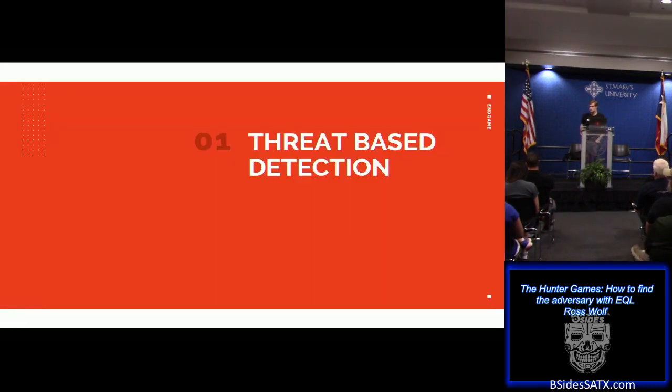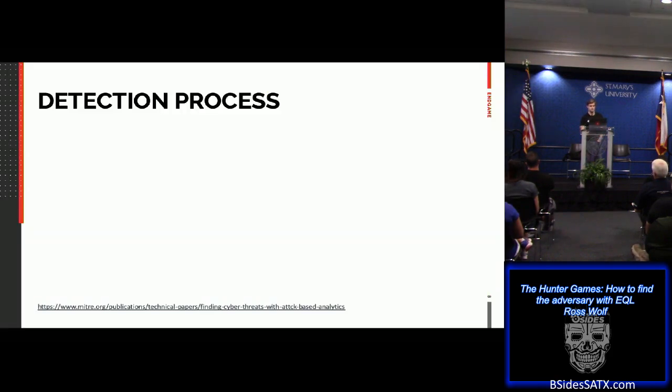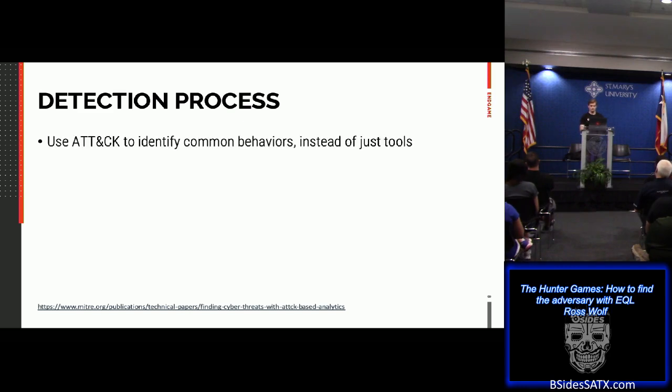So starting with threat-based detection, what's our general approach and process? This is loosely based off of a paper from my past life at MITRE. In general, how do you start with ATT&CK? Start with your understanding of the threat landscape. And instead of just thinking, all right, we have these IOCs, do we have this hash? That's great, but that's going to answer one question. And as soon as something changes, it's useless. So how can you zoom out just a little bit?